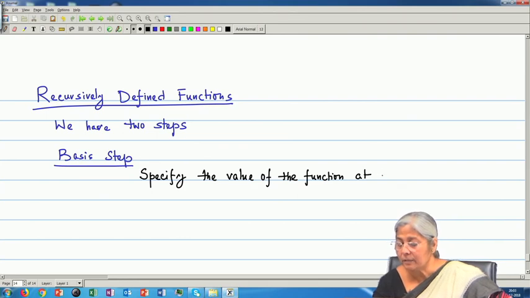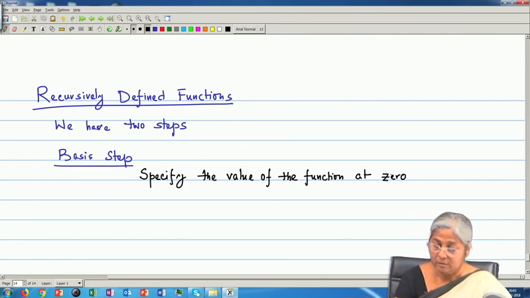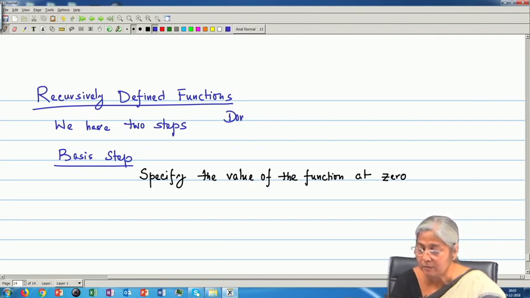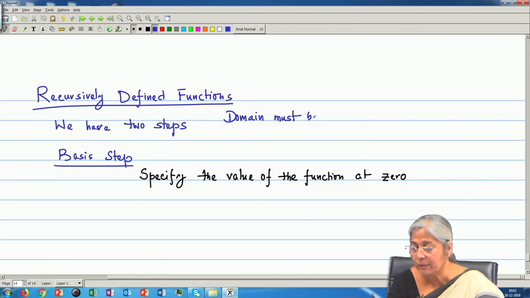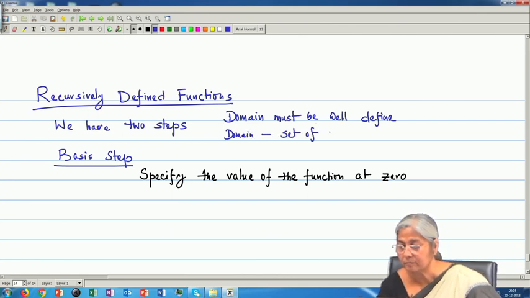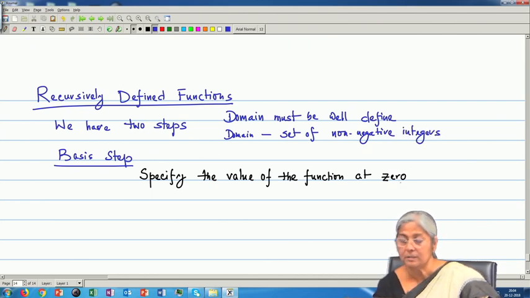Say I am considering it at 0. The recursively defined function must have some well defined domain. Since it is a function, the domain must be well defined, and say here I am considering the domain is the set of non-negative integers. So, at 0 I specify the value.